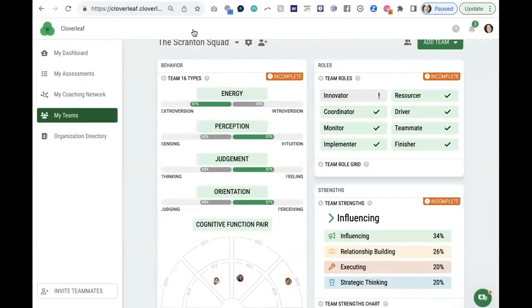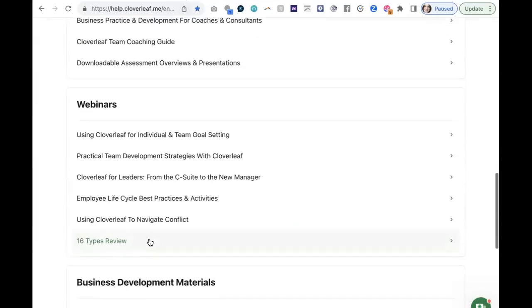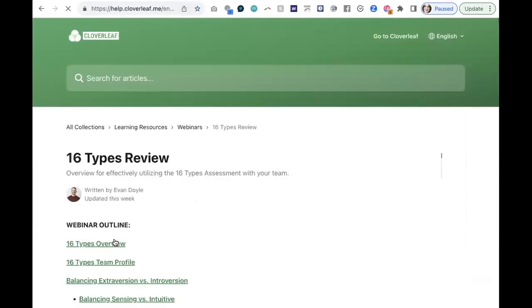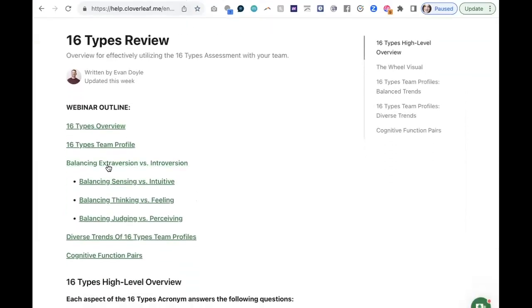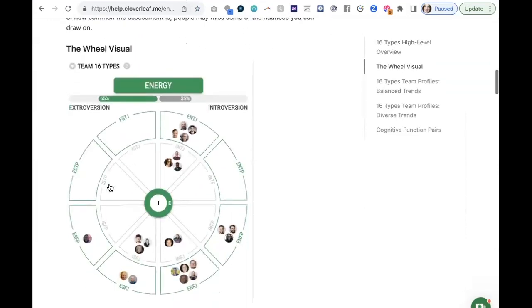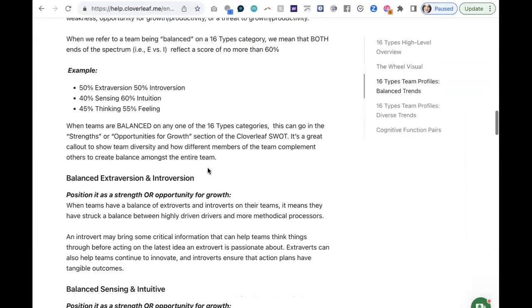So in the resource here, let me just go right here. If you're in the resource here, you're going to notice the balanced extroversion versus introversion, right? The thing isn't working right now. Okay, so the balanced trends, you're going to notice there's a lot of information.